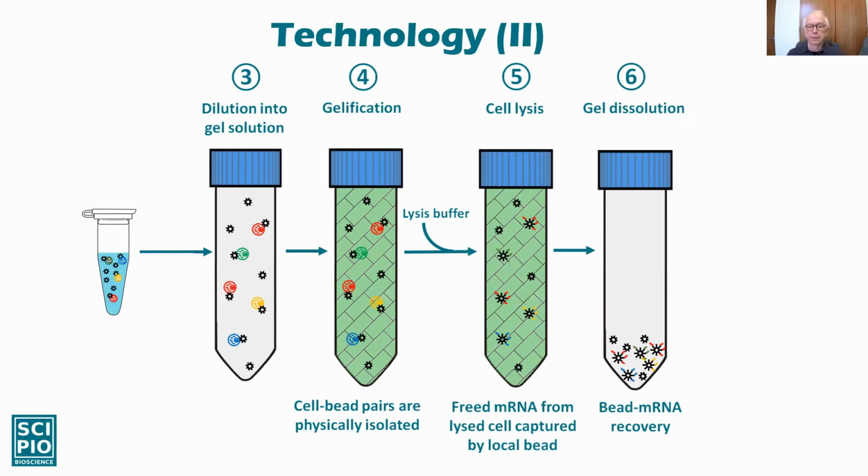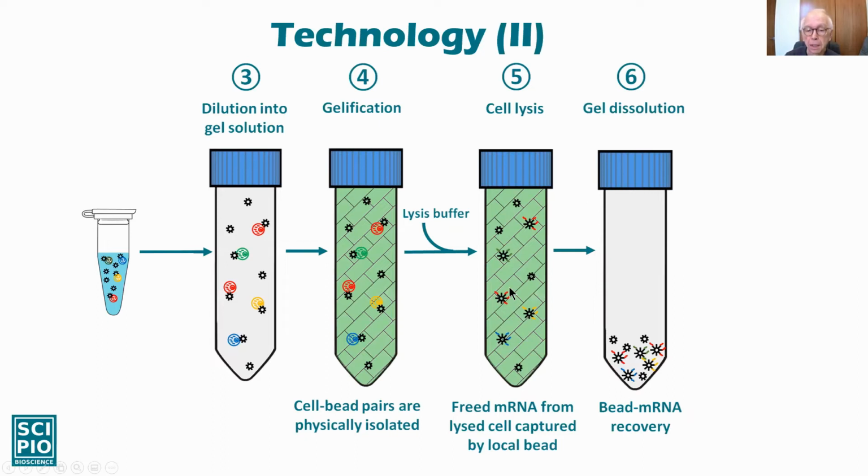However, the gel is not a total barrier to diffusion, and we can add the lysis buffer. So while the cell barcode beads are held in place by the gel, we can add the lysis buffer, and then the cells lyse and the messenger RNAs find their way to the barcode beads and poly-T endings. So the messages are connected to the beads.